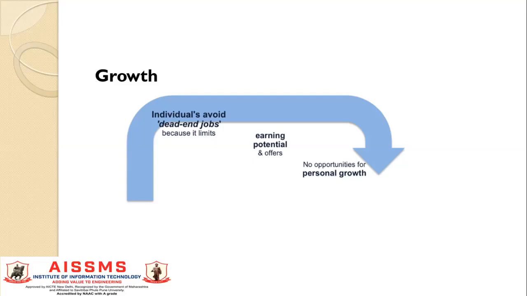So, according to Alderfer, first existence is important, then relatedness is important, and if these two are satisfied, finally personal growth can be taken care of. We have discussed today the three theories: Maslow's hierarchy theory, Herzberg's two-factor theory, and Alderfer's ERG theory. So thank you.